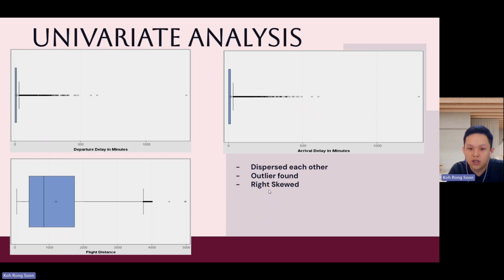From the box plot, it shows that the variables are displayed against each other and the outliers are found. Last but not least, the box plot shows that the data sources are on the right scale.